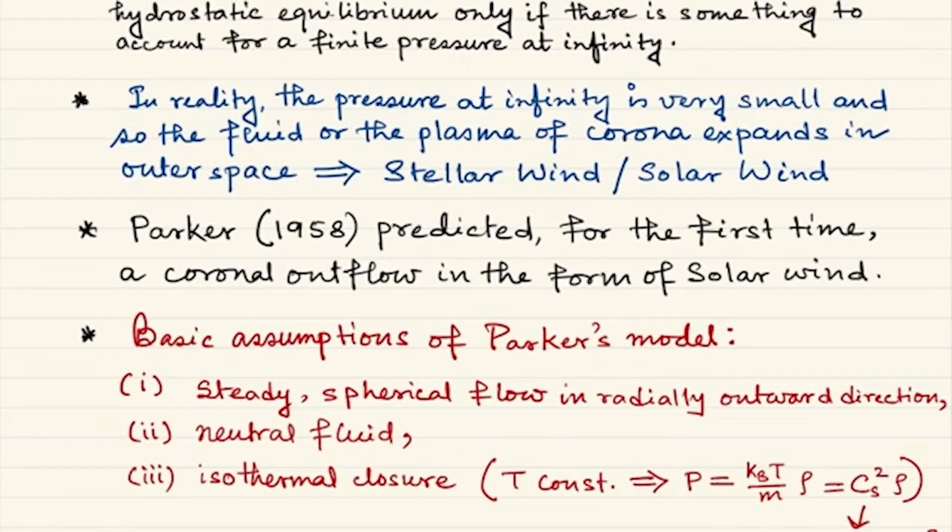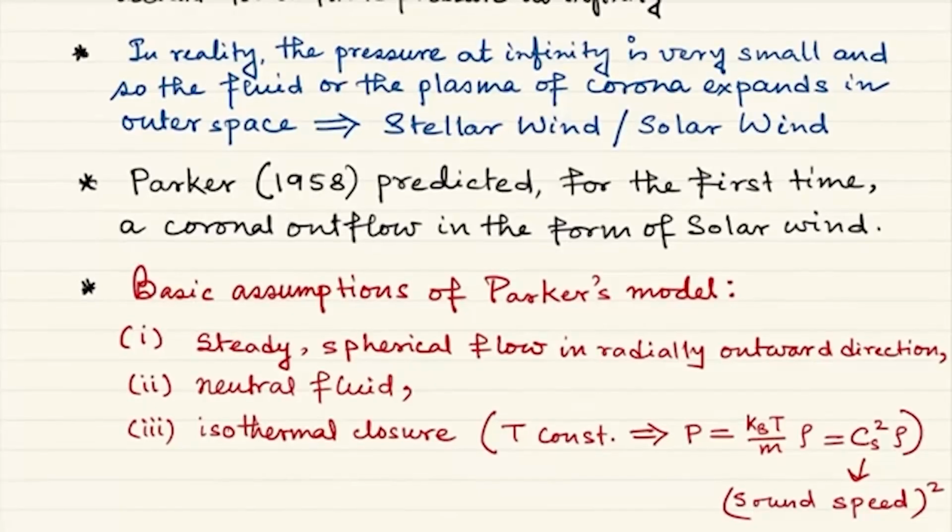And for an isothermal case, dp by d rho is nothing but p by rho, which is equal to c square. But only for the isothermal case is your sound speed a constant. For a polytropic fluid, a non-isothermal polytropic fluid, this is no longer true. So this is the sound speed square.